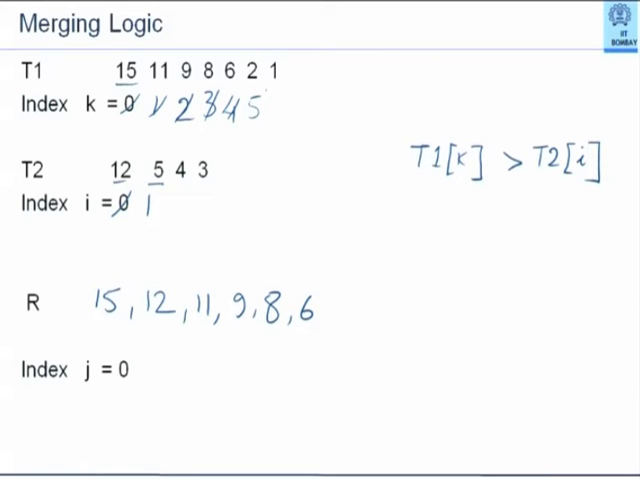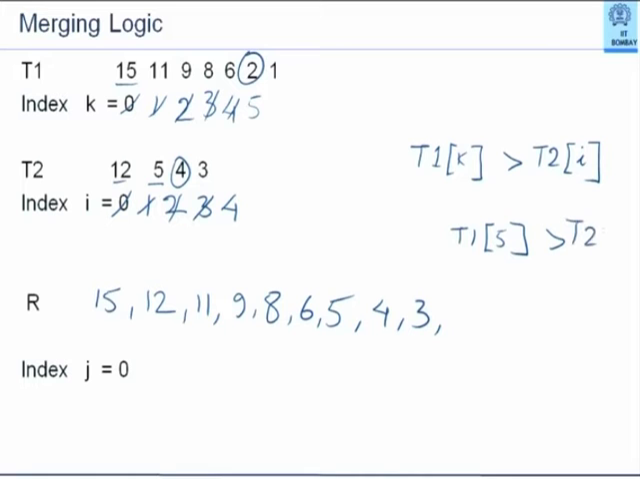Now 2 will be compared with 5. Which is greater? 5. So next will come 5 and this time this will become 2. Now 4 will be compared with this 2. 4 is greater than 2, so 4 will come out here, and this will become 3. The third element is 3, 3 is greater than 2, so 3 will come here, and this will become 4. Please remember, the index must keep increasing as per our logic. Now I have a problem. I have to compare T1[5] with T2[4].